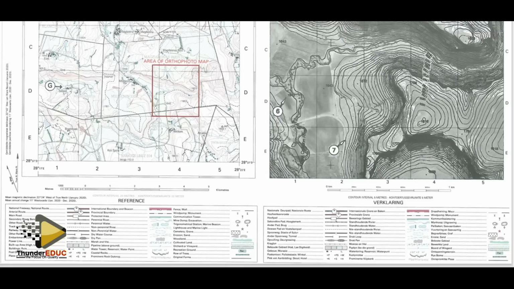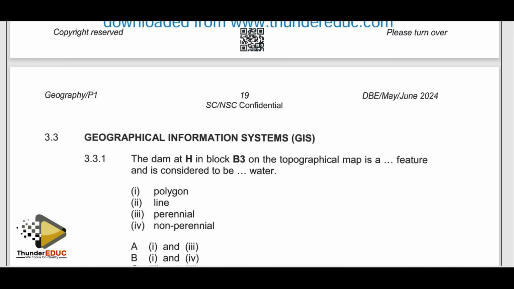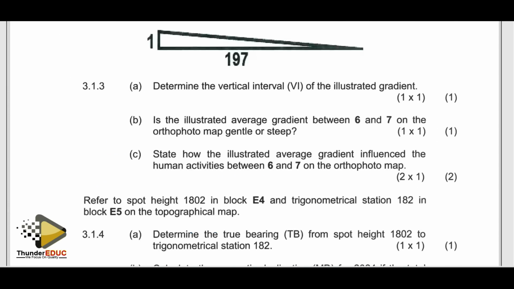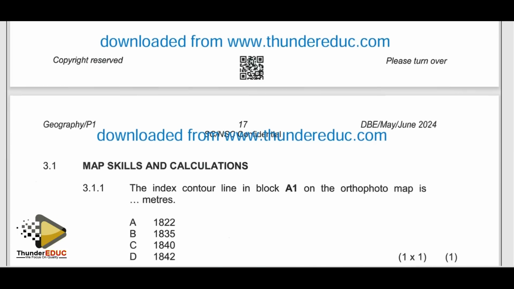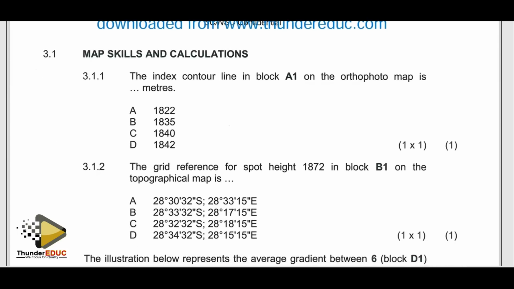Question number 3 on our June paper. Right, we are going to start with the first question under section B, map work and calculations. It talks about the index contour line in block A1 on the orthophoto map is 12 meters.